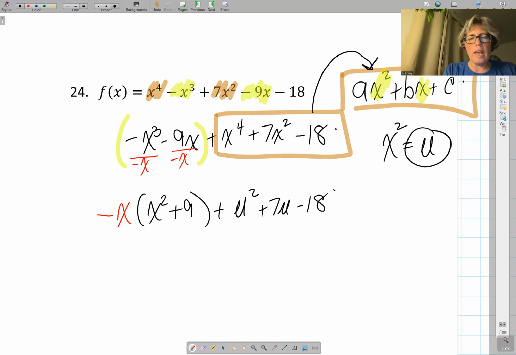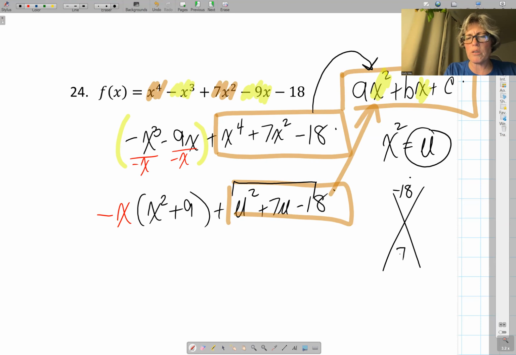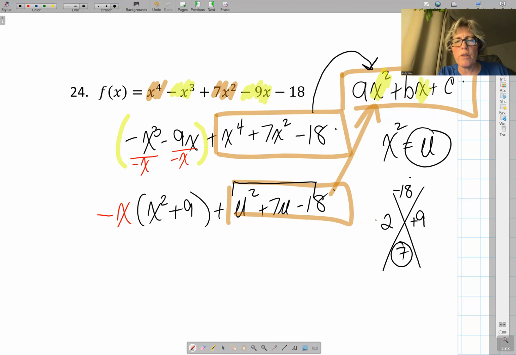Okay. Now we're in business. We have something that actually looks like the standard form. So you multiply a times c, that's negative 18. We're trying to get positive 7, and you're asking yourself, factors of 18 that would subtract to 7. And we know that's going to be 2 and 9. Our final component is positive, so that means our larger stays positive, and that becomes the negative, and that's where the negative 18 comes from.